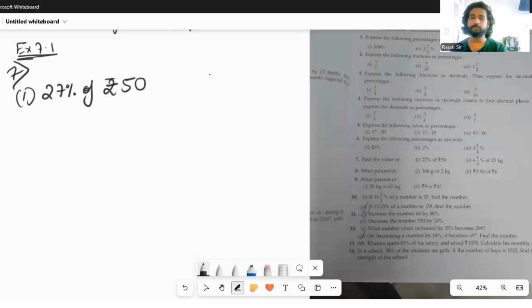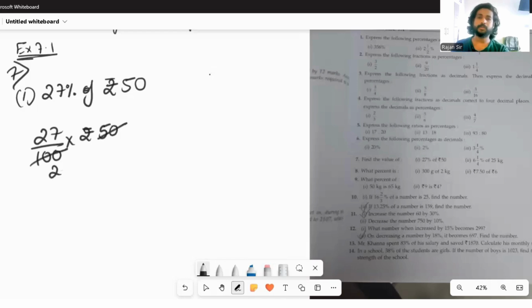Now the very important part is the end answer and the unit of the end answer. So we have 27% means divide by 100, of rupees 50. I'm writing rupees deliberately, so you can understand. We have 5 1s and 5 2s, and then if you multiply, this is 13.5. Now the answer will come in rupees. So make sure you write that rupees. If you're not writing the rupees, probably you're going to miss the marks.